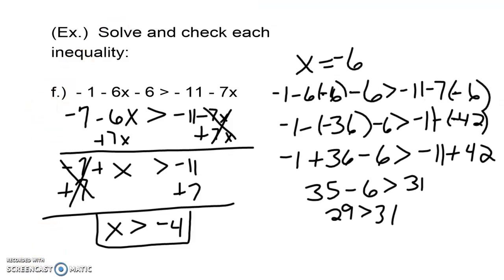Okay, so we picked a number that was not in our solution set and plugged it in and found out that we got 29 is greater than 31. Is that a true statement? No, 29 is not greater than 31. So x equaling negative 6 cannot be part of our solution set. So that just reinforces the fact that our solution set is the values greater than a negative 4.